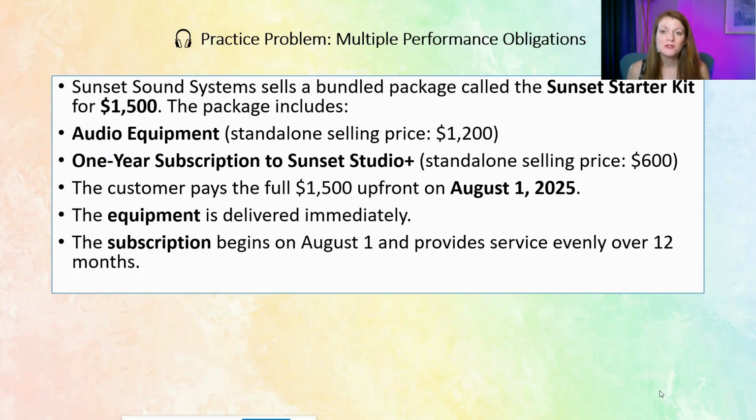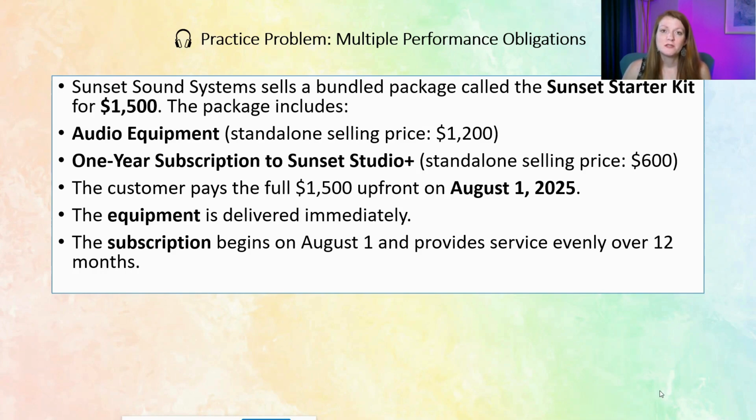The package includes audio equipment that would typically be $1,200 by itself, and a 1-year subscription to Sunset Studio Plus. So that standalone price would be $600. Together, they're getting an $1,800 value, but they're only having to pay $1,500. So the customer pays the full $1,500 up front on August 1st, 2025. This is our first customer to agree to this bundle package.